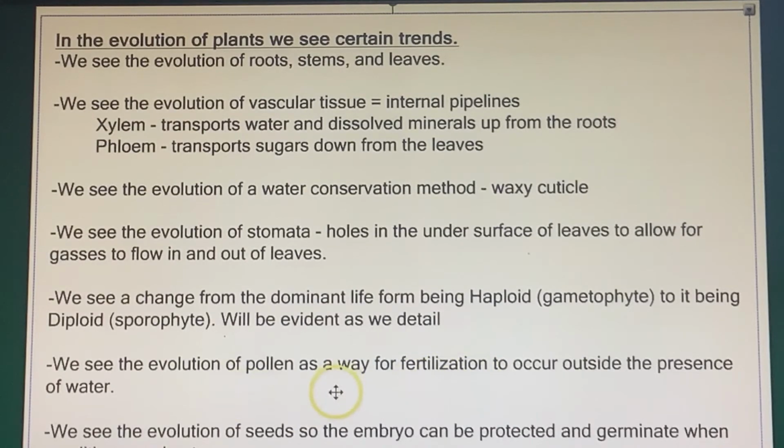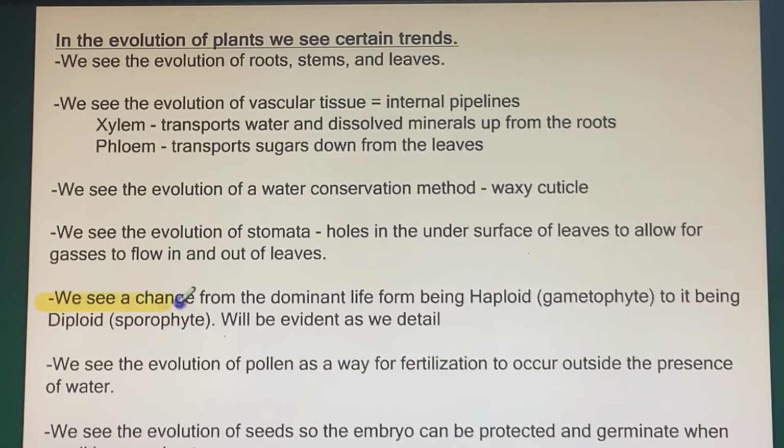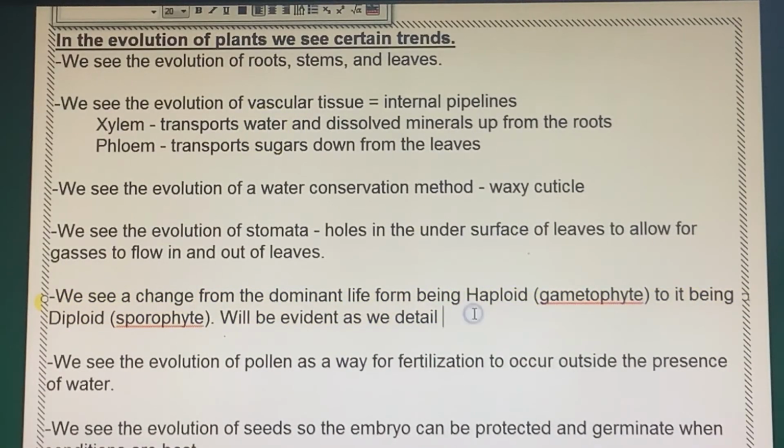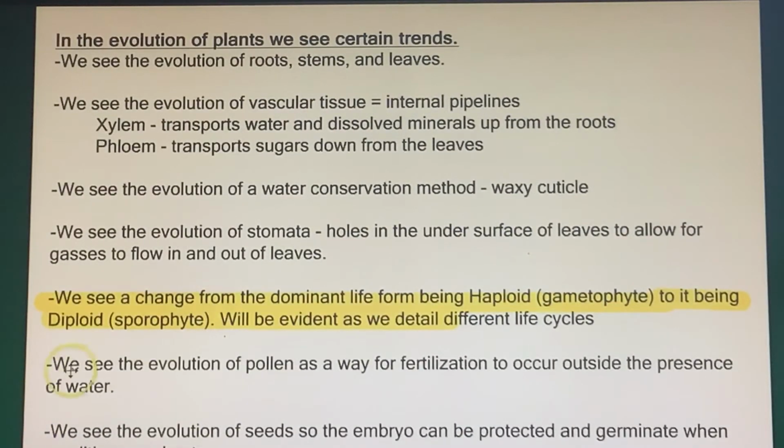But there's a couple things on here that we haven't talked about that are going to become important. Like this one. We're going to see in our study of plants a change, as we look at the life cycles, from a dominant haploid or gametophyte stage to a dominant sporophyte or diploid stage. This will be evident as we detail the different life cycles of the different types of plants. Alright, so that's a different one that we haven't talked about yet.